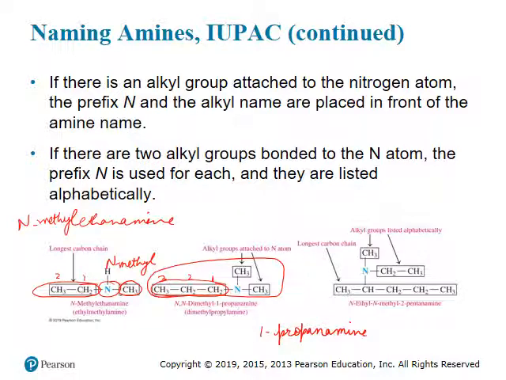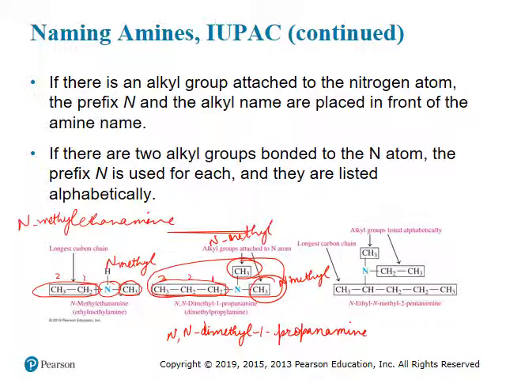Now I need to name my substituents. So I have a methyl. Where is it? On nitrogen. Another methyl. Where is it? On nitrogen as well. So this would be N,N-dimethyl-1-propanamine. Okay, so you simply use whatever alkyl groups nitrogen has as substituent groups.